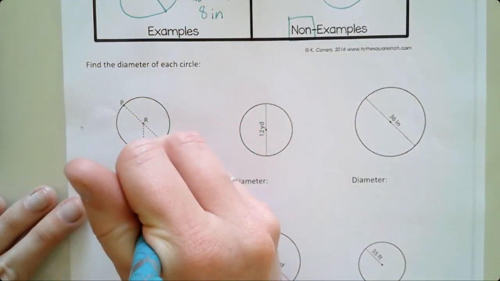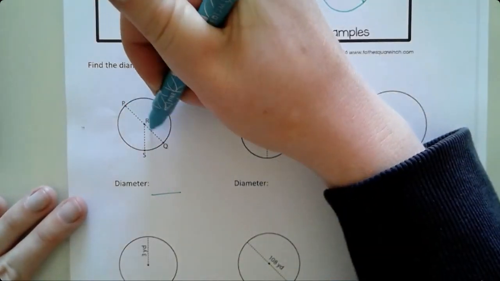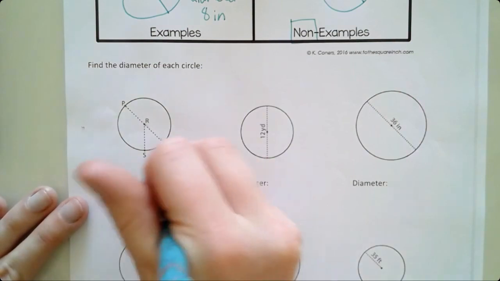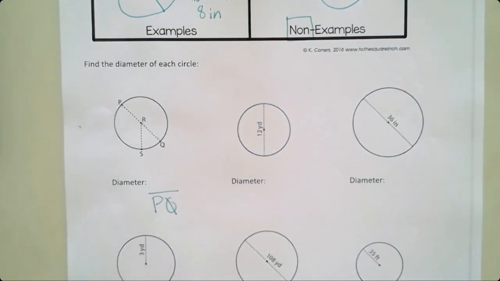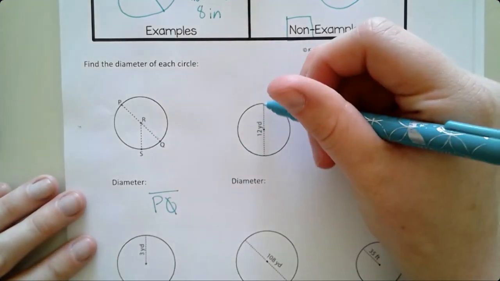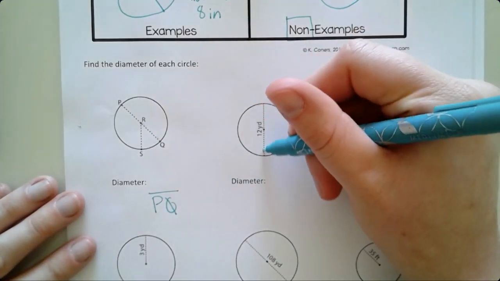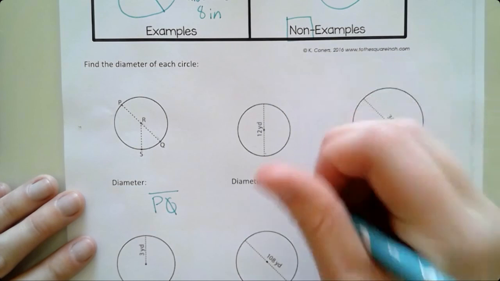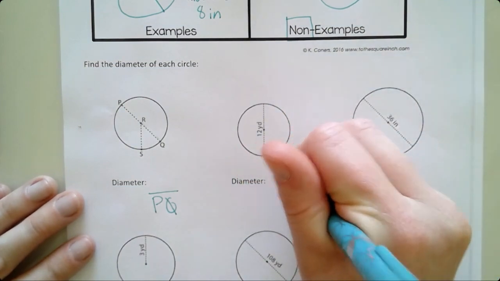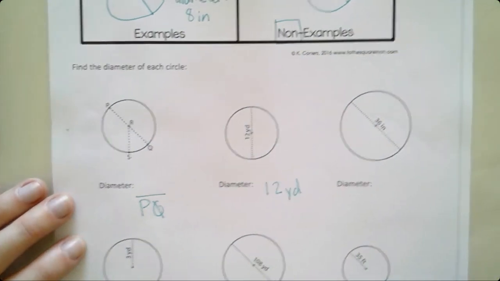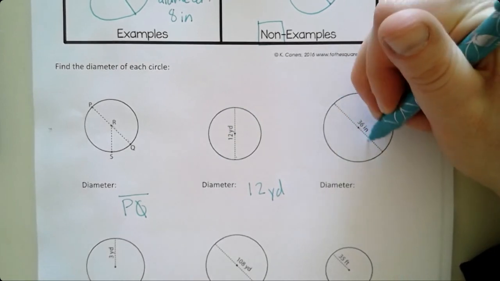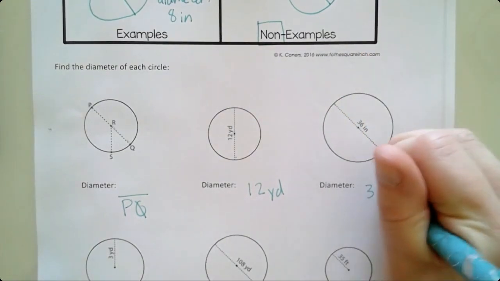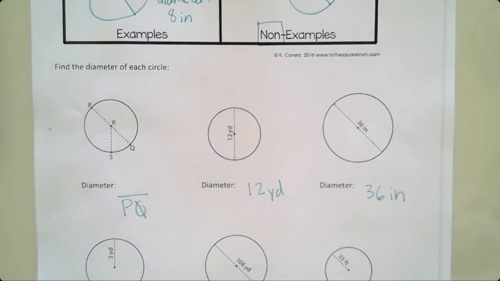So line P to Q goes all the way through, and it goes through the center, so that is the diameter. Also, this line on this one goes all the way through, and it goes through the center, so the diameter on that is just 12 yards. Again, they're telling us here that the diameter all the way across this circle is 36 inches. They're just giving it to us.